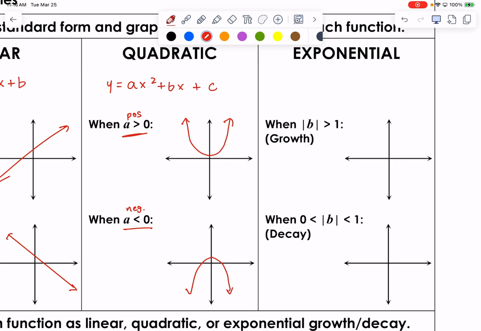All right? Exponential. This was the new one. y equals a times b to the x. And it has to do with b.